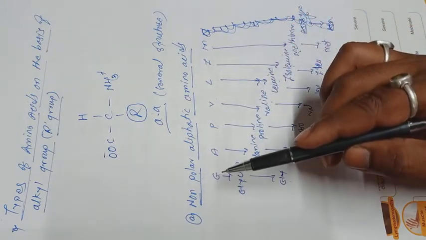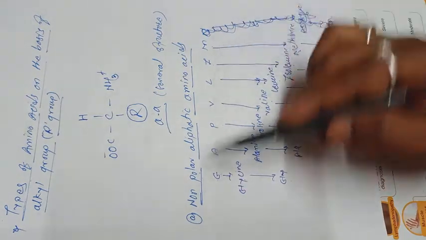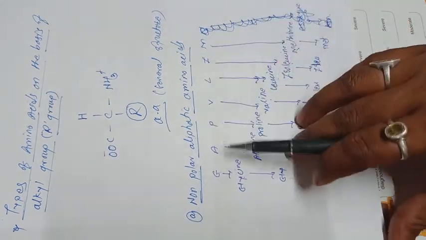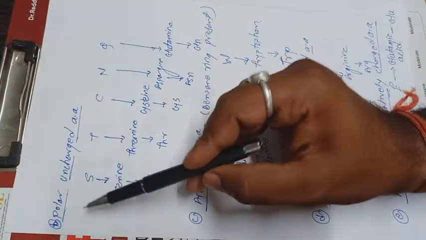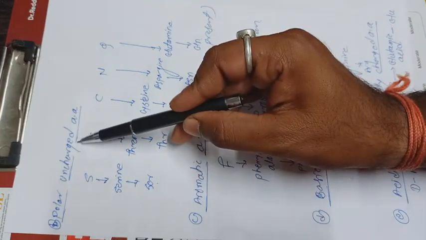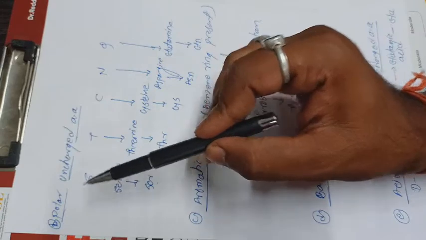In one word, that is GAPVLIM. GAPVLIM, that is non-polar aliphatic amino acids. The next type is polar uncharged amino acids. These amino acids are all polar, and these are uncharged. No specific charge is present on them. And these are polar, so these are soluble in water.